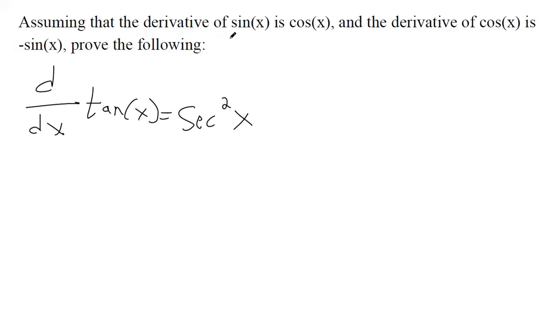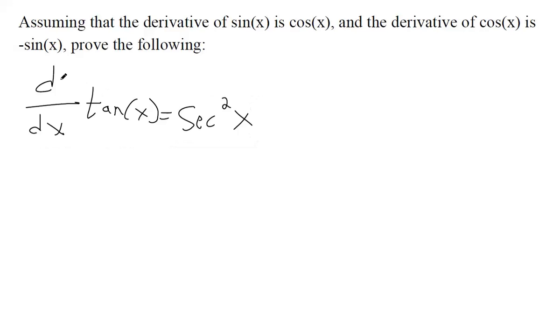We get to assume that d/dx of sine of x is cosine of x. That's usually a proof that you have to do using a special limit. But now we get to say, hey, we already know what the derivative of sine of x is. It's cosine of x. And we know what the derivative of cosine of x is, negative sine of x. So assuming those two things are true, we're supposed to prove that this derivative is equal to this derivative.